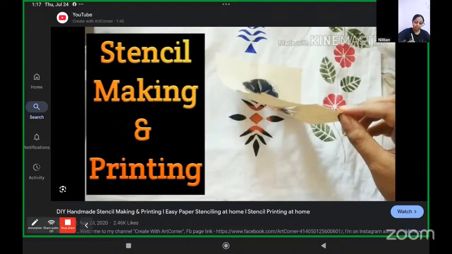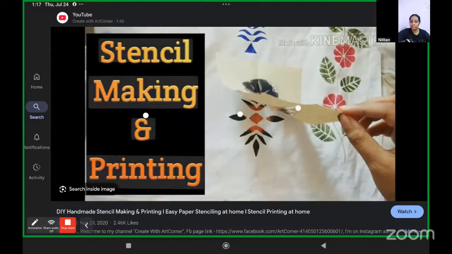Is this done with graffiti as well, ma'am? They use that kind of stencil paper for graffiti as well, right? Yes, sometimes it's used in graffiti too.